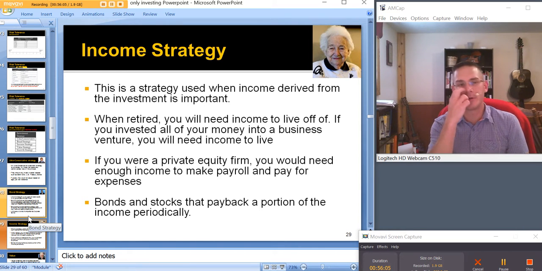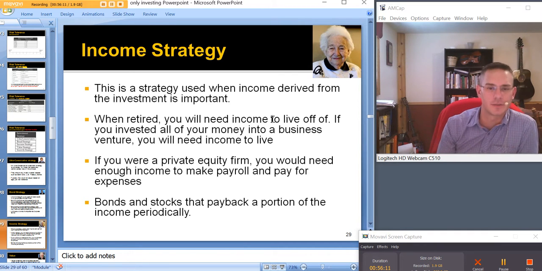The next type of strategy we have is the income strategy, and I can't help but think of my grandma when I think of the income strategy. The income strategy is used when you need income derived from the investment, okay? My grandmother, if she invests her money, needs income every month or on a periodic basis to actually live off of. So she can get that through bonds and other stocks that pay dividends. Typically, when you're retired, you're going to need income to live off of, and you don't want your money in business ventures where you're not getting income from it.